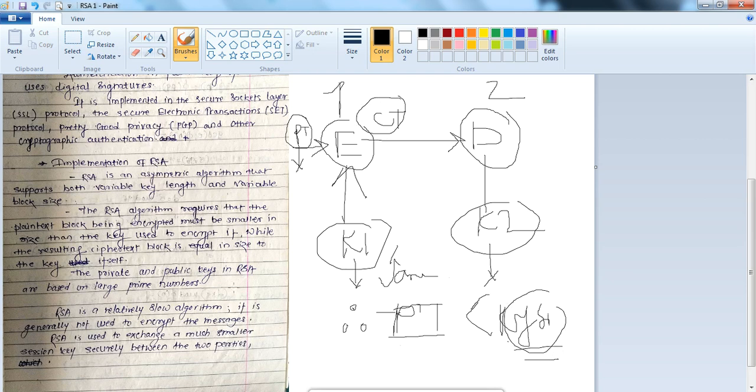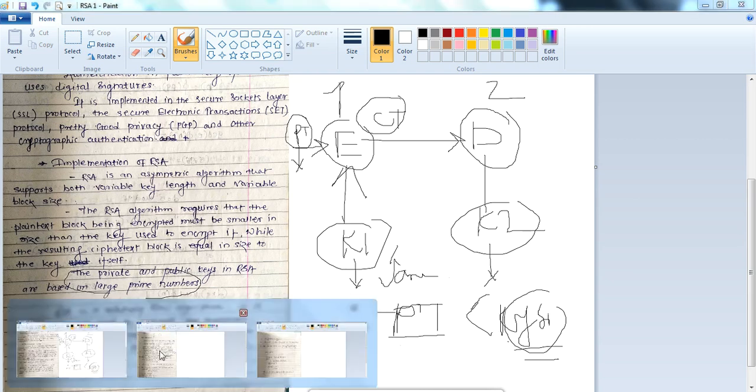Now the private and public keys in RSA are based on large prime numbers. We will learn all the RSA mathematics step by step in the algorithm steps. RSA is a relatively slow algorithm. It is generally not used for huge messages. RSA is used for small messages like a key, or a small piece of code. This is simply the basic explanation of what exactly RSA is.